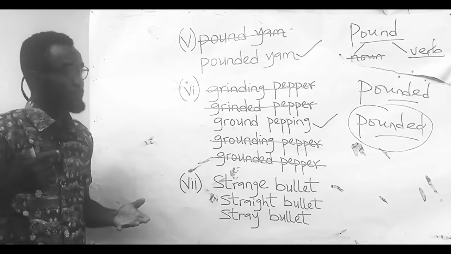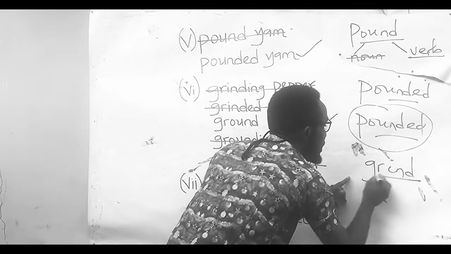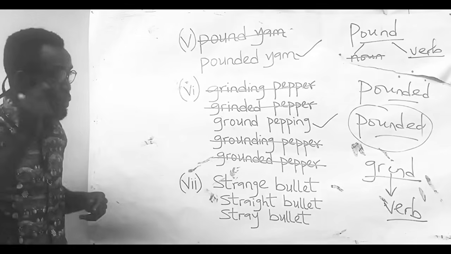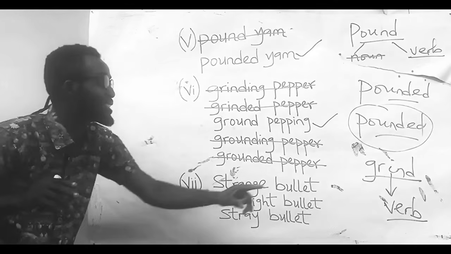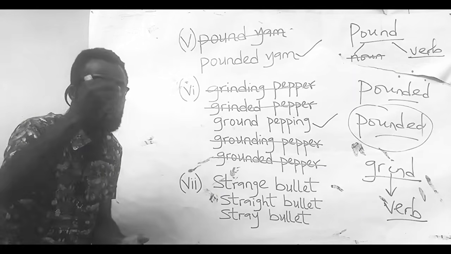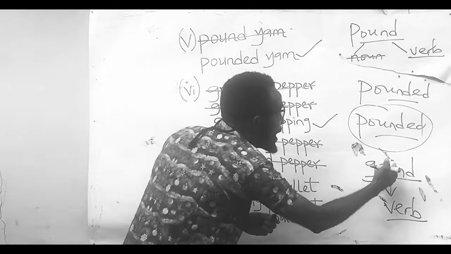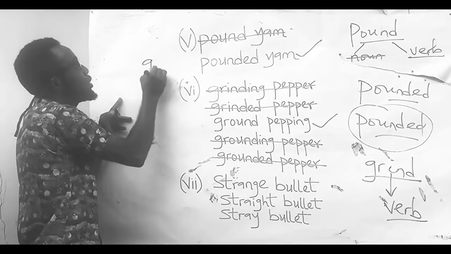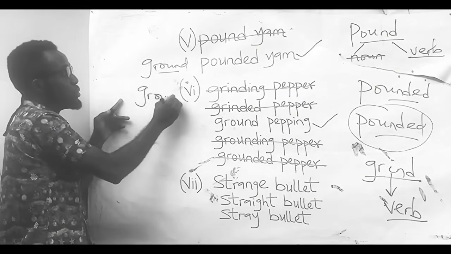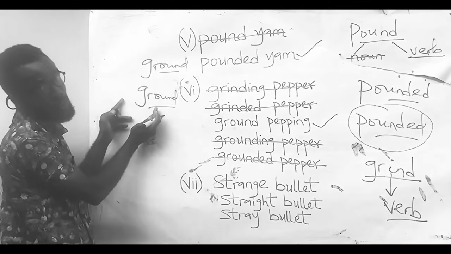The truth is, the word grind exists as a verb. It is a verbal word. And it means to reduce something to small particles or powder by crushing it. The past tense of grind, take note, is ground. The past participle is also ground. So it is grind, present tense, ground, past tense, ground, past participle.